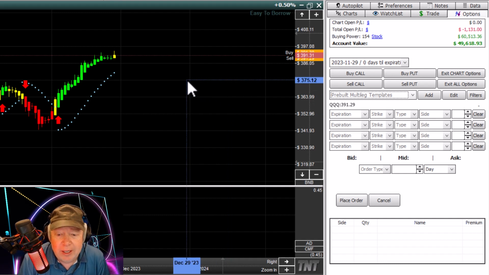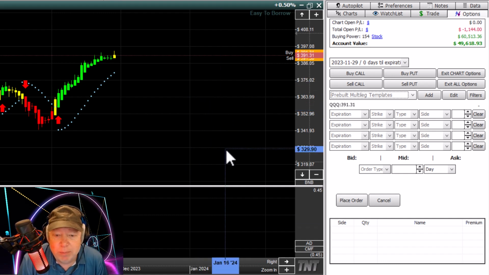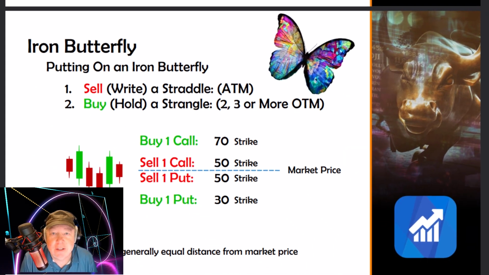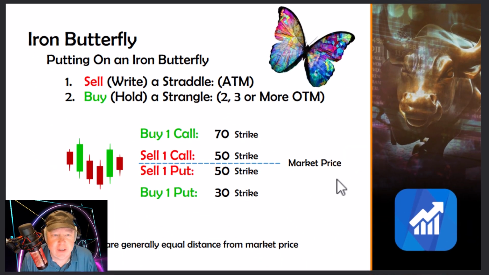So this idea is that what we do with an iron butterfly, and I'm going to pull up a little graphic here for you very quickly. Okay, and here's the little image that I wanted to draw for you. So this is an iron butterfly, and this is just kind of what it looks like, all right? What we're going to do is we're going to be putting on an iron butterfly, which is selling or writing, okay? We're going to write a straddle at the money, and then we're going to buy or hold a strangle, 2 to 3 or even more out of the money options, okay? So this is what it's going to look like on our screen. We're going to buy a call, and then at the money, we're going to sell a call, and then we're going to sell a put, and then we're going to buy a put.